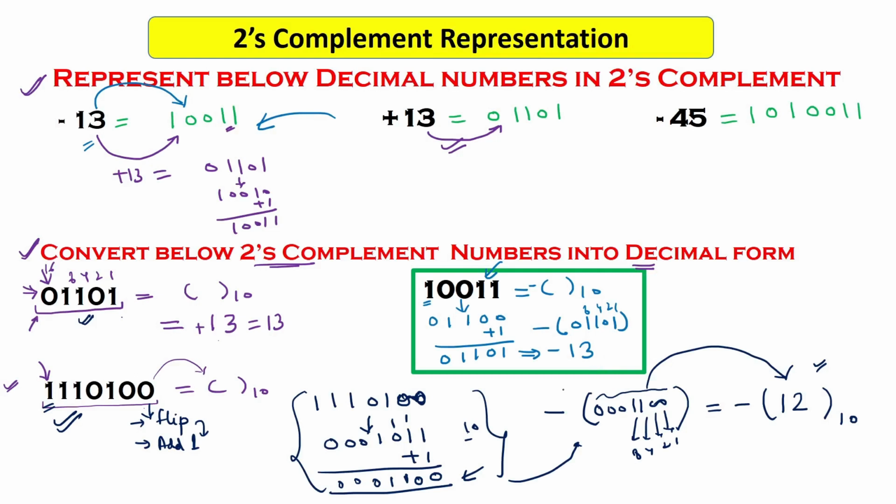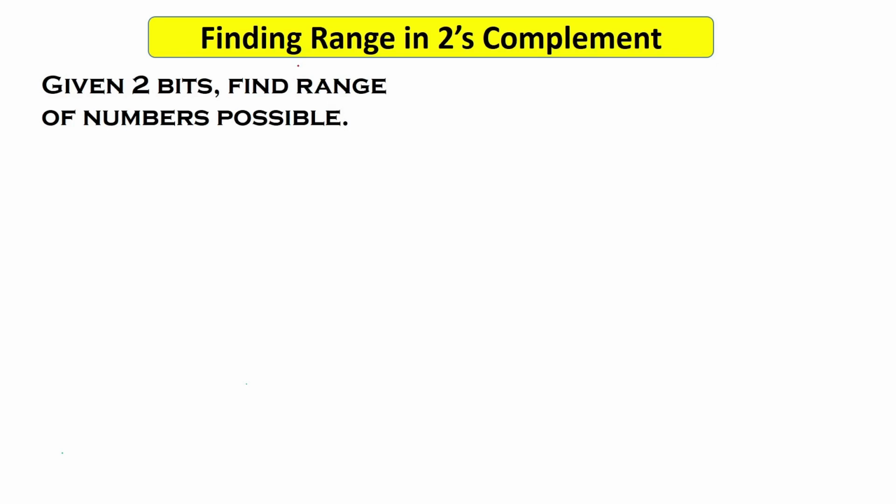So this is the way you can convert the given decimal number to binary number, or a given binary number to the decimal number in case of 2's complement representation. Now let's understand the concept of the range in case of 2's complement. So what do I mean by the range? Here I mean that if you are given certain number of bits, what will be the different numbers that you can represent, or they are allowed in those bits. Okay, so let's take the example.